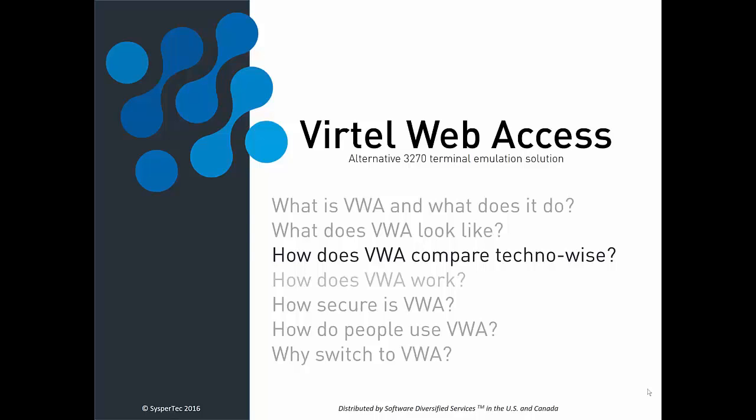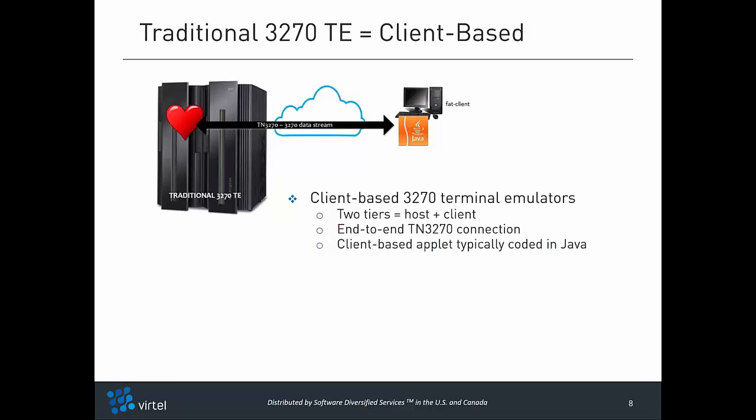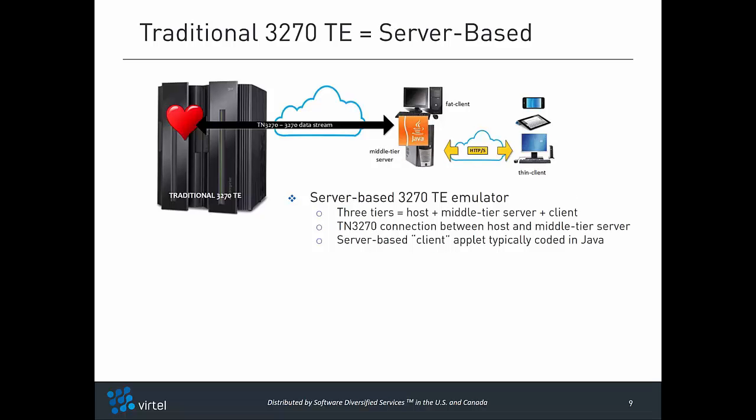Now, let's compare the architecture of Virtel Web Access to that of traditional terminal emulators. Most terminal emulators rely on a client-based architecture with two tiers, the client and the host, an end-to-end TN3270 connection, a client-hosted applet, oftentimes coded in Java. Those terminal emulators that don't rely on a client-based architecture rely on a server-based architecture with three tiers, the client, the host, and a middle-tier server, a TN3270 connection between host and middle-tier server, and a server-hosted applet, oftentimes coded in Java.